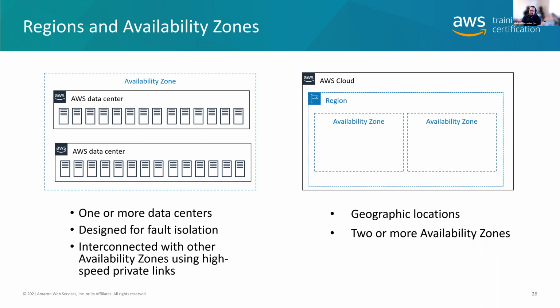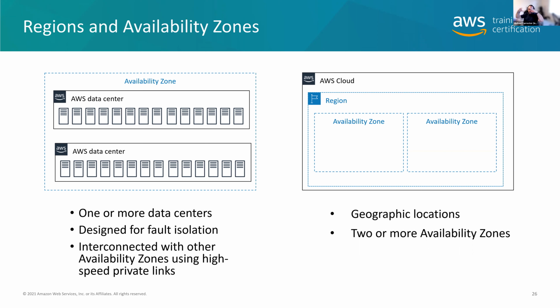So it's funny, because a region, let's first say Virginia or Oregon, is just a geographical area that has a bunch of what they call availability zones inside of it. Now, the reason this is significant is that the availability zones themselves are clusters of data centers.